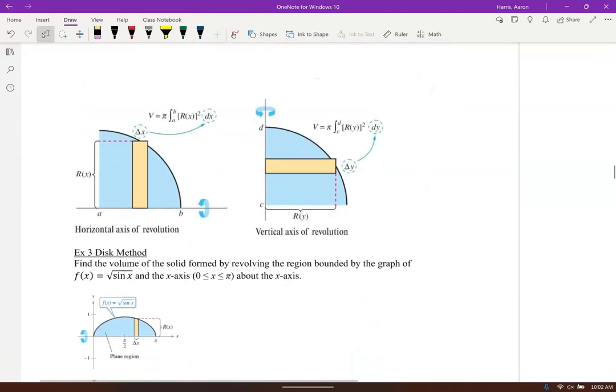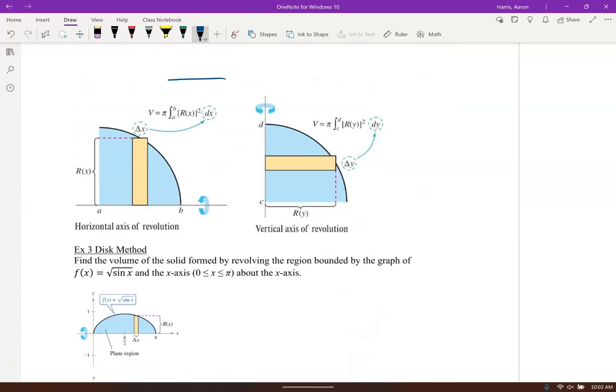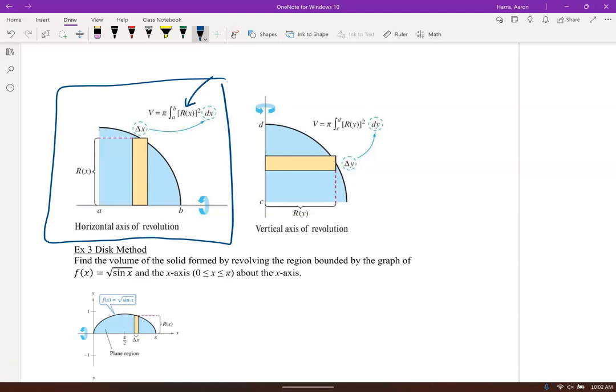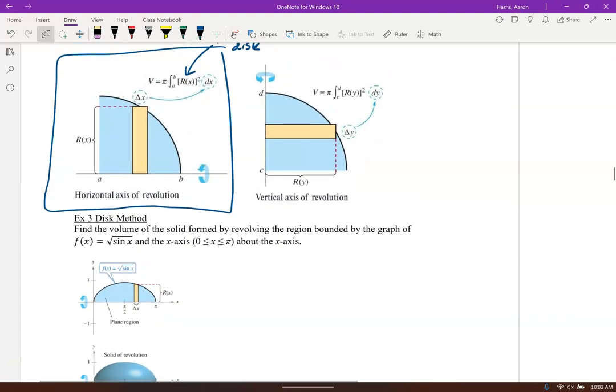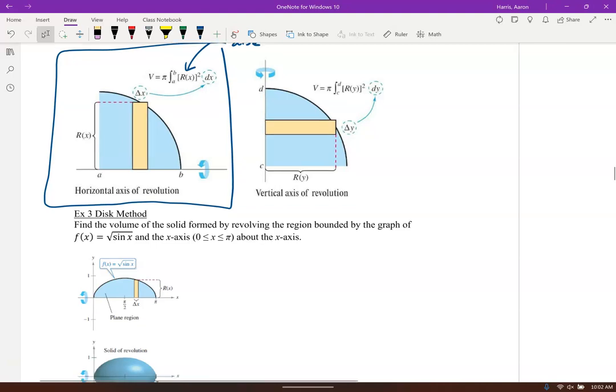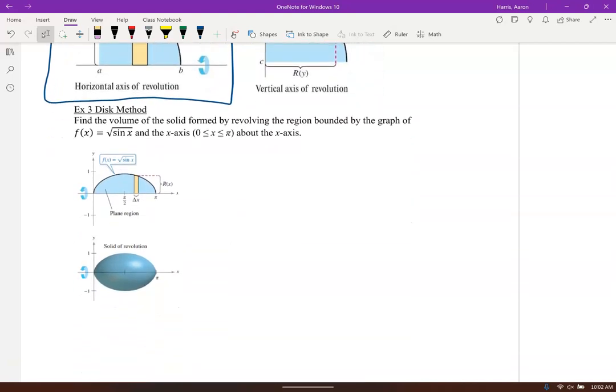And here's a picture of that. We're going to do it with a horizontal axis of revolution initially. Again, r of x here is the radius of the disk. D of x is the width of the disk. Okay, so that's kind of your baby. We'll do those. We'll do a bunch of those first. Then we'll get to when we spin it the other way eventually, and then we'll do it with respect to y. Okay. All right, let's do it with the square root of sine of x.